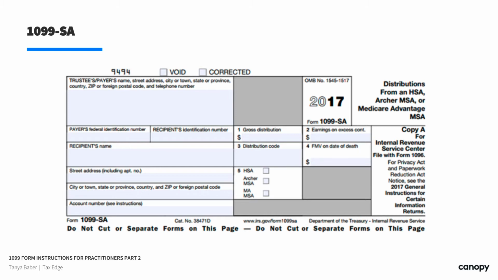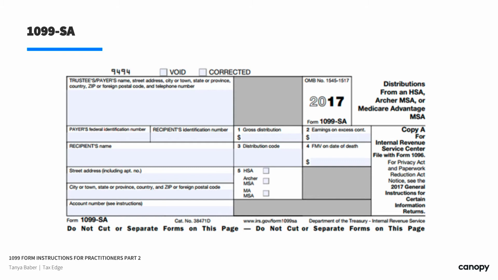They want to know, what was the gross distribution? Was there any earnings on excess? Is there a distribution code here in box 3? What code is that? What's the fair market value on date of death? And what type of account is it: an HSA, an Archer, Medicare Advantage, for example.